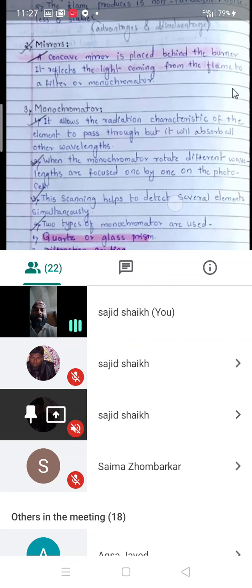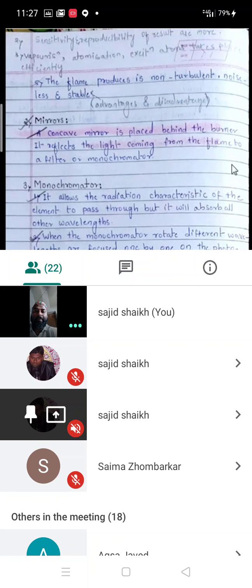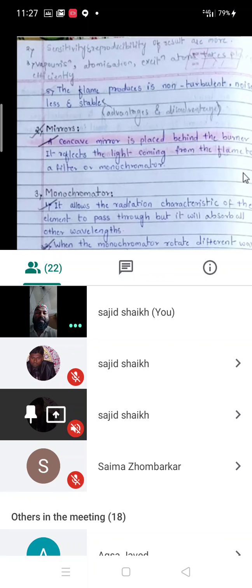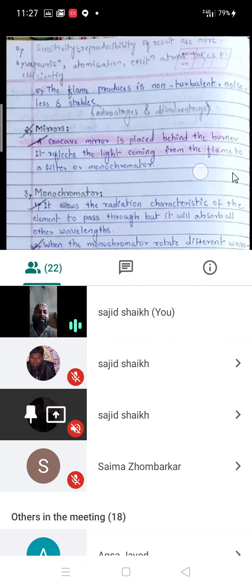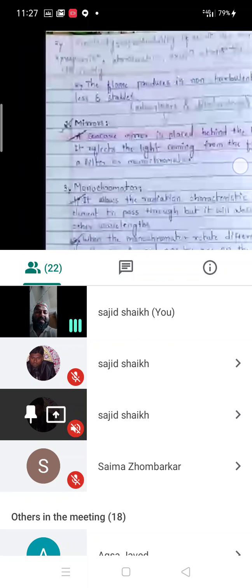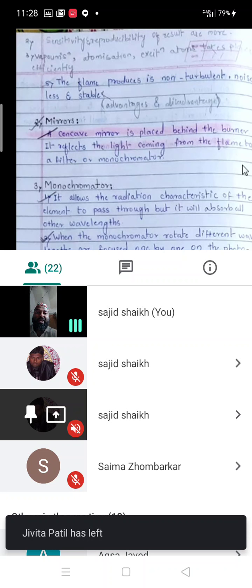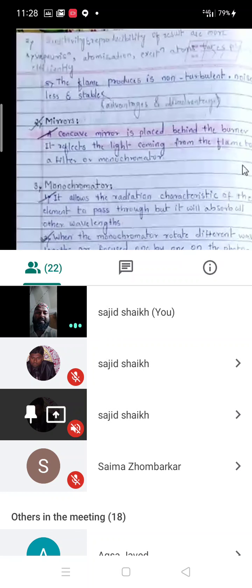Then the next point is that the flame produced is non-turbulent and stable. These are the advantages of this premix or laminar flow burner. Sensitivity and reproducibility of the result are more. Vaporization, atomization, and excitation of the atom take place efficiently.